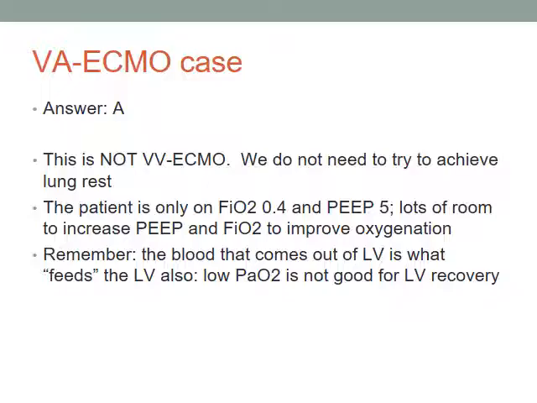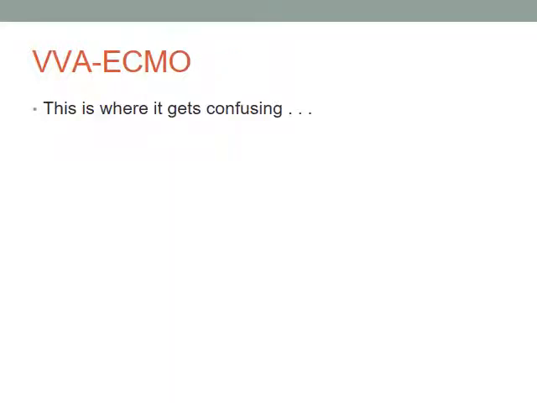The fact that the word ECMO is in there, the answer isn't, if you're on ECMO, you don't touch the ventilator. The answer is, if you're on VV ECMO and we're in the lung protective phase of management, we don't touch the ventilator. If we're in VA ECMO and we can safely make adjustments in the ventilator to improve oxygenation, then we should. These are completely different concepts. And again, this is very complicated. Now there's VV ECMO. This is where it gets confusing. Everything else is pretty straightforward.